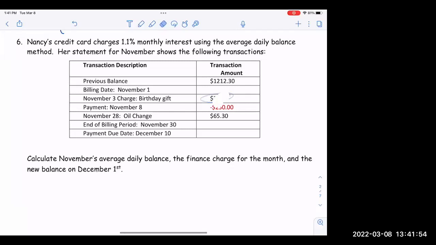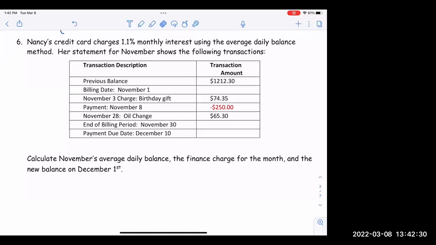Then we can see that on November 8th, we made a payment. So we paid $250. It shows that in red negative, so we could subtract that from our balance. And then we used the credit card again on November 28th, and we charged an oil change, right? This one says that the billing date was November 1st and the end of the billing period was November 30th. So for the whole month of November, these are our transactions. It wants us to calculate the average daily balance, and then also the finance charge and the new balance on December 1st.